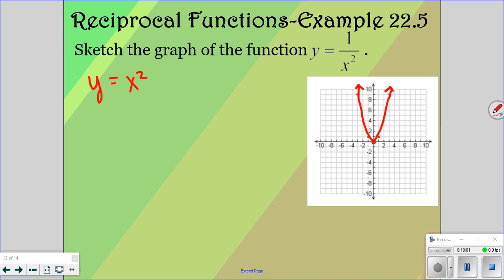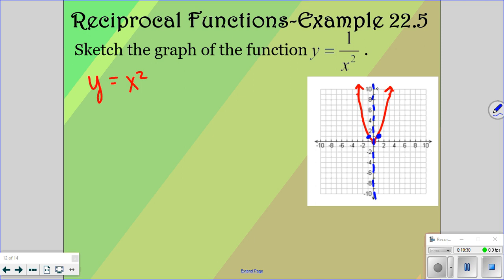Now for the reciprocal, I'm going to do it in blue. Everywhere that our original crosses the x-axis, we need to put a vertical asymptote. So it crosses the x-axis here, so we need to put our vertical asymptote here. Okay? And then everywhere it equals either 1 or -1, we're going to put a dot. Well, it doesn't ever equal -1, but it equals 1 here and here.